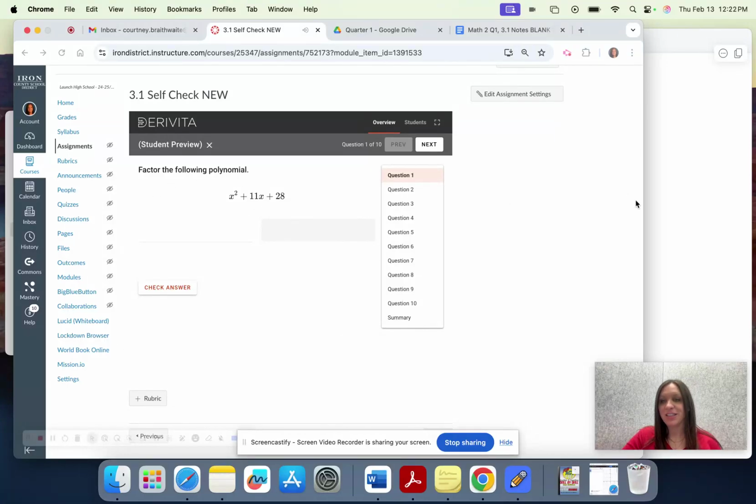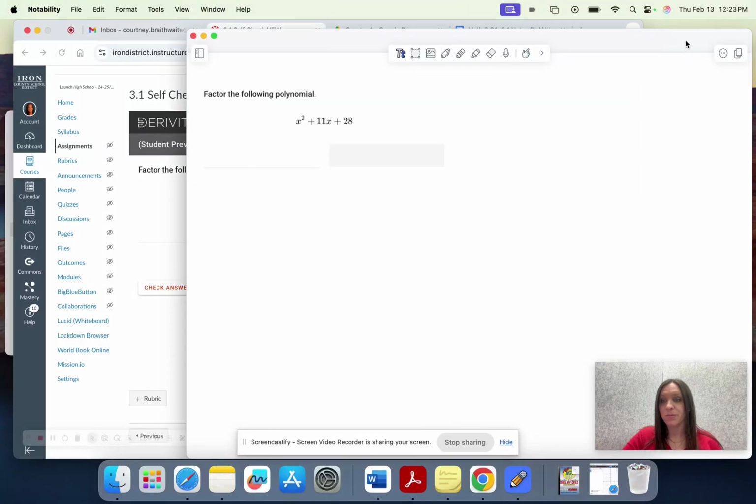Okay, we are factoring this polynomial. So in the second unit, we were multiplying, and now we're going the other way, we're factoring. So when you factor, you take your first and your last. So this is just x squared, so it's 1x squared. So we multiply those. 1 times 28, which is just 28.